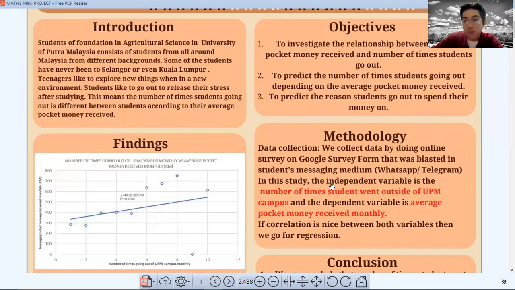Moving on to the methodology. We collected the data by doing online surveys via Google survey forms. These forms were blasted on the students' messaging medium, such as WhatsApp and Telegram. In the study, the independent variable is the number of times students went outside of UPM, and the dependent variable is the average pocket money received monthly. If the correlation is nice between both variables, we would go for regression.